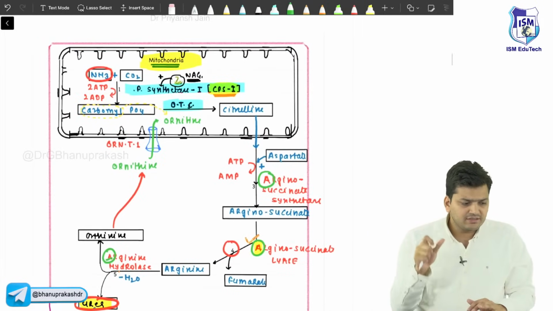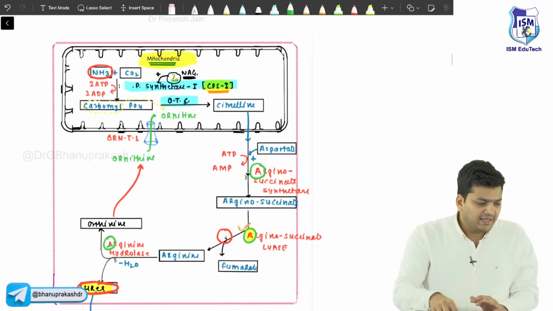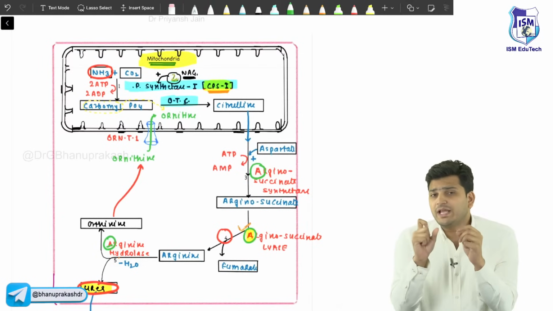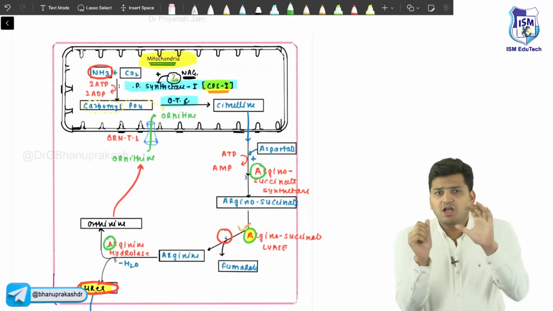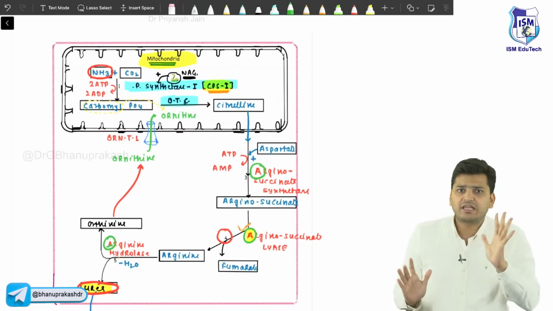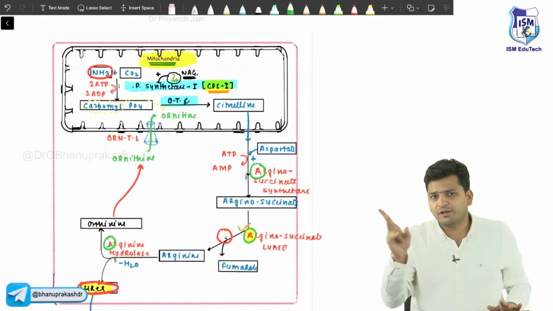So the next is how the urea cycle happens. The urea cycle has total 5 steps. Out of 5 steps, 2 steps are in the mitochondria, and the remaining 3 steps are in the cytoplasm. Total 5, 2 in the mitochondria, 3 in the cytoplasm.